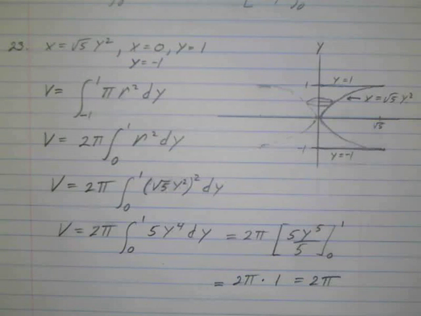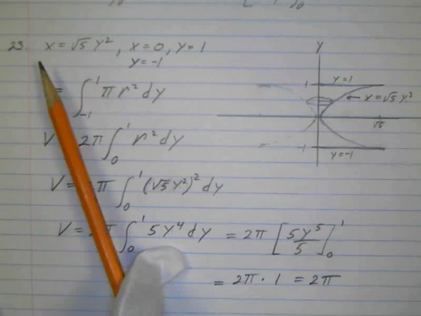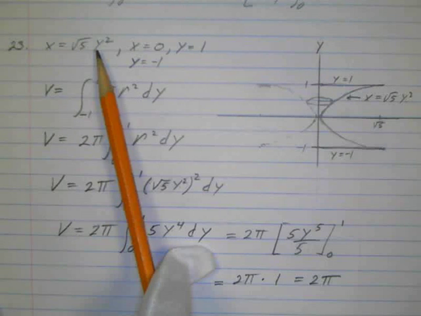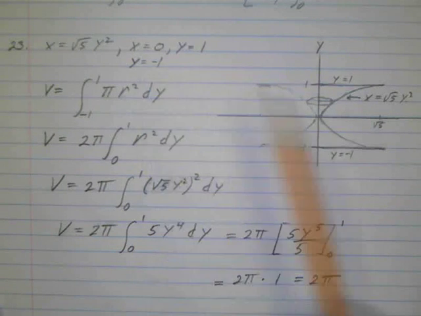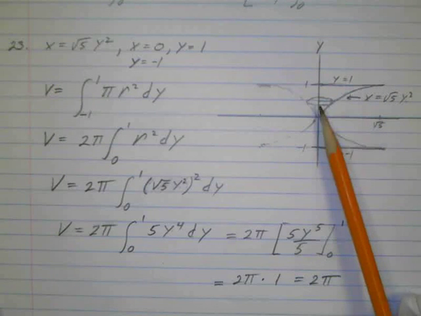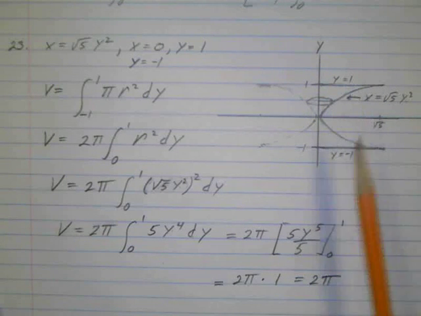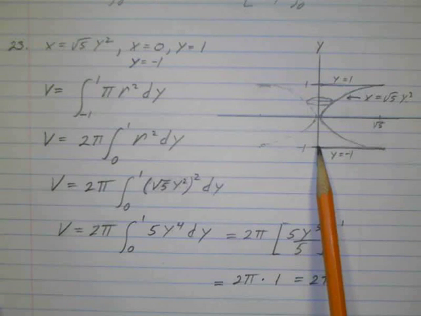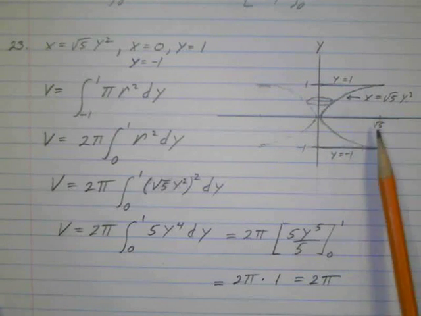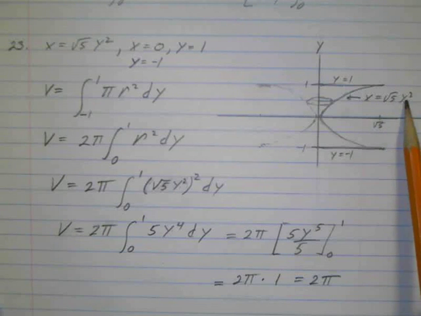Okay, next one is number 23 on section 7.3. What we're going to do is take the region bounded by the curve x equals the square root of 5 times y squared, x equals 0, y equals 1, y equals negative 1. And this is going to be this region. This is y equals 1, this is y equals negative 1. This is the line x equals 0, which is just the y-axis. And this is the curve x equals the square root of 5 times y squared.